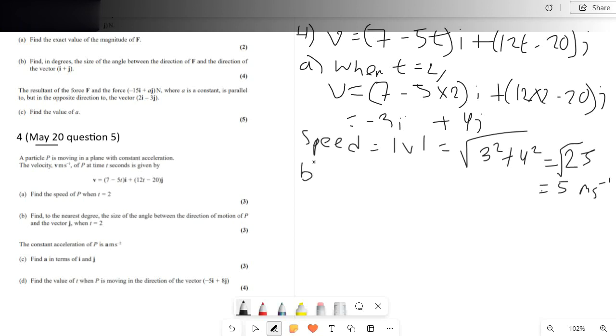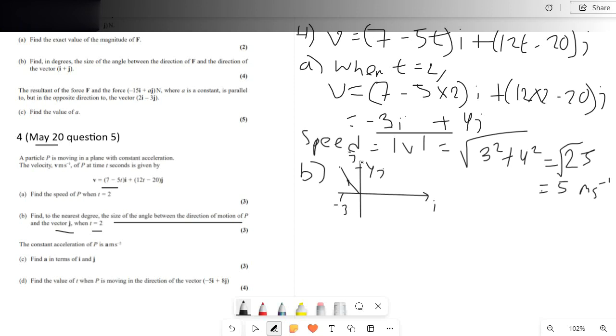For number B, we have to find out the size of the angle between the direction of motion of p, which is the velocity, and the vector j when t is equal to 2. So plotting this velocity and the vector j on a graph, you can see that if this is minus 3, we know that this is I, so this is minus 3I, and this is 4j. So this is our required vector, and this is 4j.